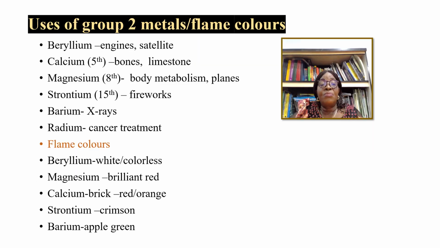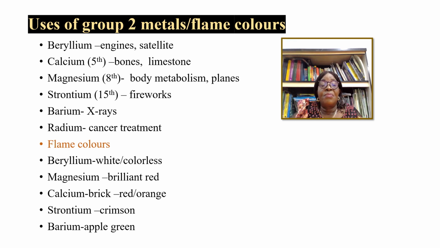What are the uses of group 2 metals and what are their flame colors? Beryllium as a metal is used for aircraft braking systems, in engines, in satellites, and in space telescopes. Calcium is the fifth most abundant, and we need calcium for our bones, and it is used for chalk, limestone, and asphalt. Magnesium is the eighth most abundant. It's used in body metabolism, in bones, in fireworks, and in making cars, planes, and spacecraft.